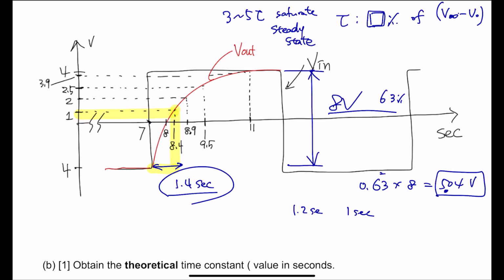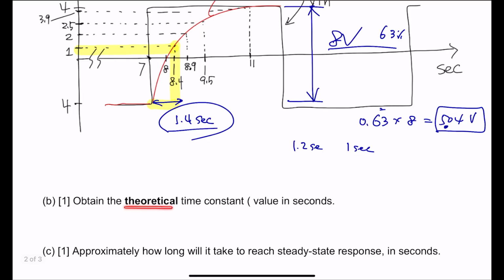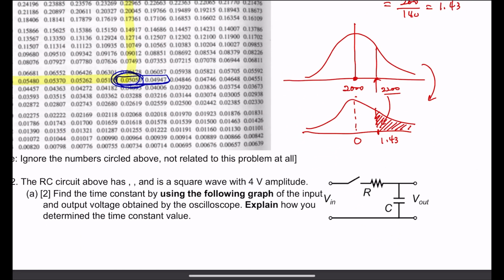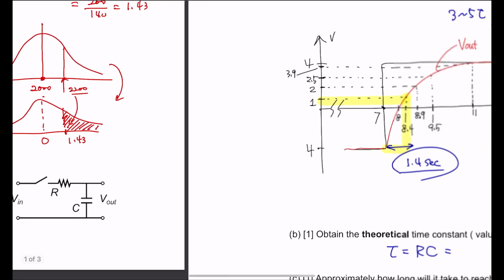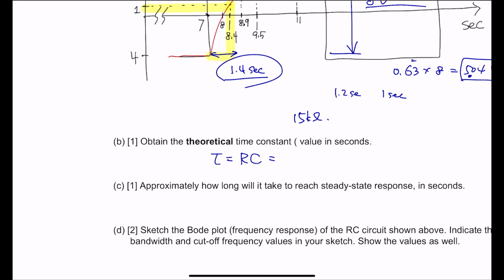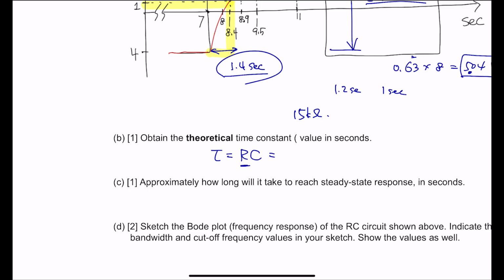Any questions about this part? Okay, if not, let's move on. Next part is to obtain the theoretical time constant. The time constant is RC. Okay, and tau is R times C. Oh, these are gone when you import the Microsoft Word. I believe it was 15 kilo ohm, and never mind, we'll just use whatever numbers. So let's say the resistance was 15 kilo ohm and the capacitance, let's say, was 100 microfarad.